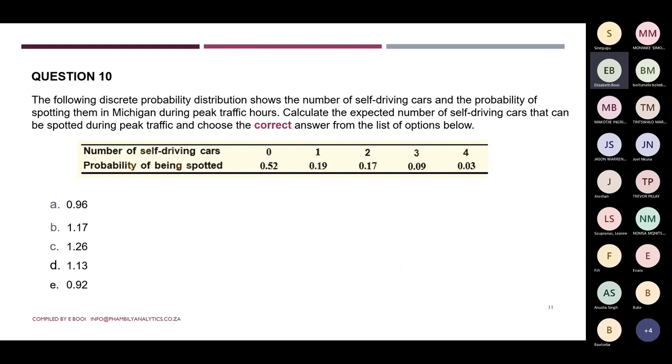Moving on to question 10. The following discrete probability distribution shows the number of self-driving cars and the probability of spotting them in Michigan during peak traffic hours. Calculate the expected number of self-driving cars that can be spotted during the peak traffic. Choose the correct answer. Already they're telling you that this is a discrete probability distribution. So this is your X and this is the probability corresponding to that. With that in mind, you go to the discrete section of your study unit, which is study unit 5.